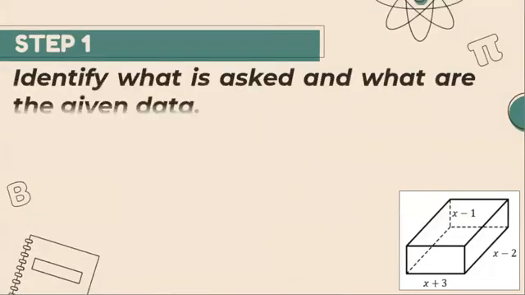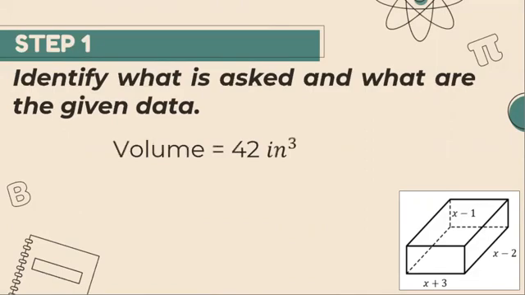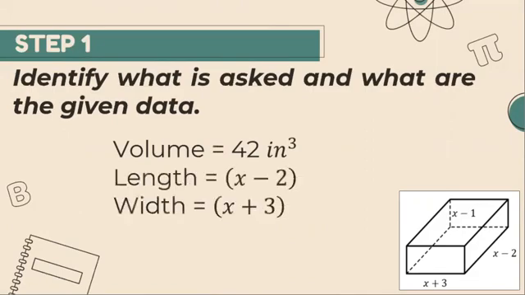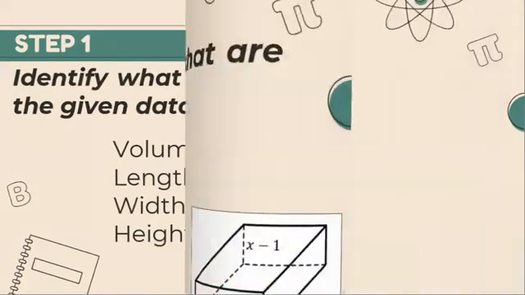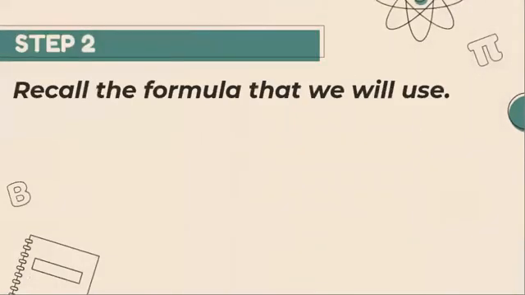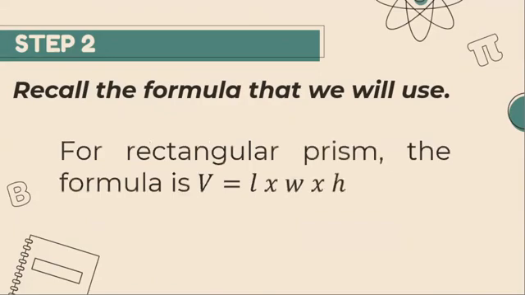Again, step number 1 po natin, we are going to identify what is asked and what are the given data. Ang ating given data, yung figure natin po sa baba: the volume is 42 cubic inches, the length is x minus 2, the width is x plus 3, and then the height is x minus 1. So yun po yung ating given. For step number 2, we are going to recall the formula that we are going to use. For rectangular prism, ang formula ginagamit natin to find the volume is length times width times height.